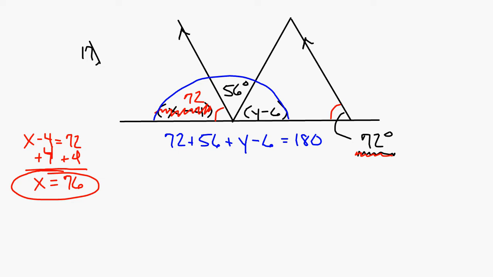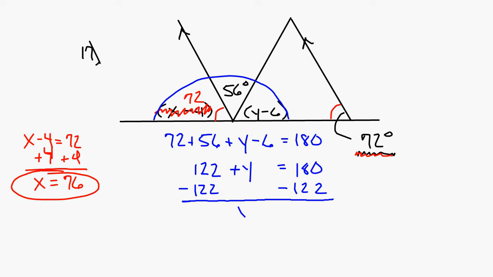72 plus 56 minus 6. 122? If you combine all three of them, right? So 122 plus y is equal to 180. So subtract 122 from each side. And y is going to be equal to 180 minus 122, 58. All right, so there's your value of y, and here's your value of x.